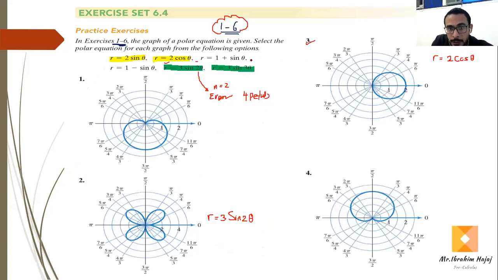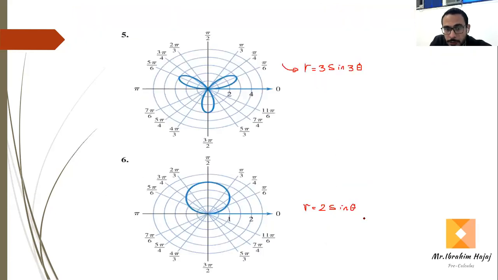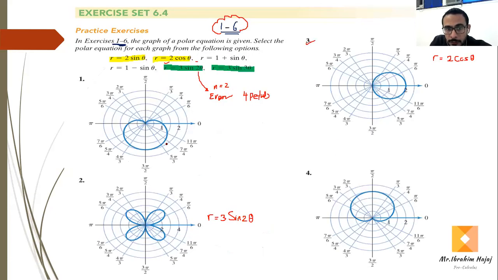For 1 + sin θ and 1 − sin θ, here questions 1 and 4, right? What's the ratio in the first equation? R = 1 + sin θ. Pay attention, guys. a is 1 and b is 1, so the ratio is 1, which is between 1 and 2, right? So is it dimpled, or inner loop, or convex? It's a limaçon equation, right? R = 1 + sin θ, 1 − sin θ.